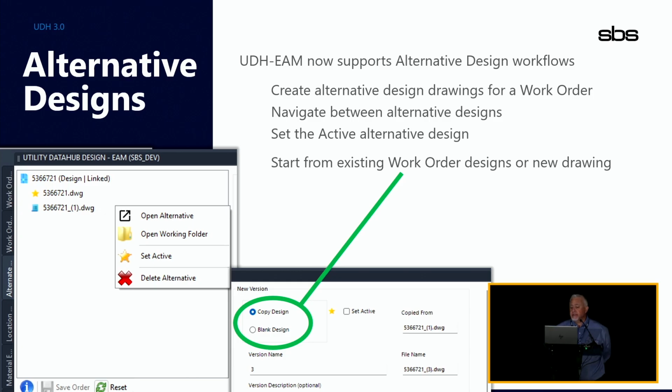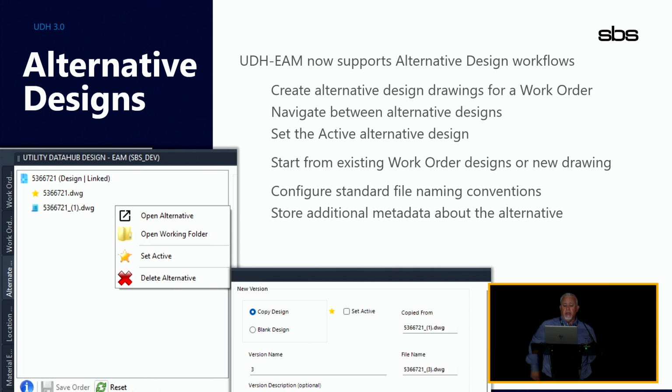You can start from an existing work order design, so maybe you've laid out an overhead design and you want to do a more complicated one, or maybe something with larger features in it. You can take a direct copy of that and create a new alternate from it. Or you can start from a blank drawing and just a fresh new design that's also an alternate. We have configurable naming standards in there for the alternates, so they'll typically follow the form of whatever your naming standard is for the main design. The alternates can auto-increment their numbering. You can have it named in a programmatic or a logical fashion.